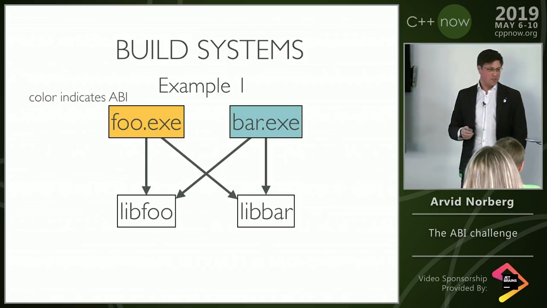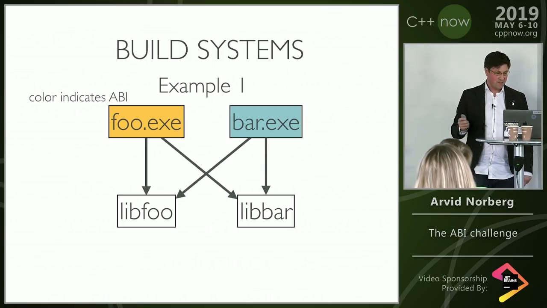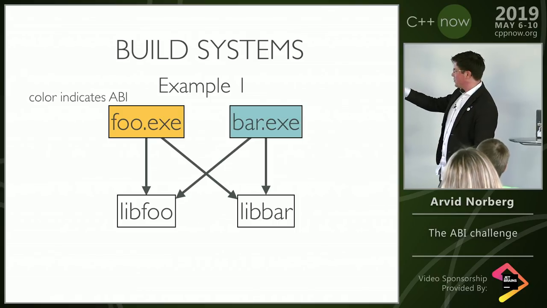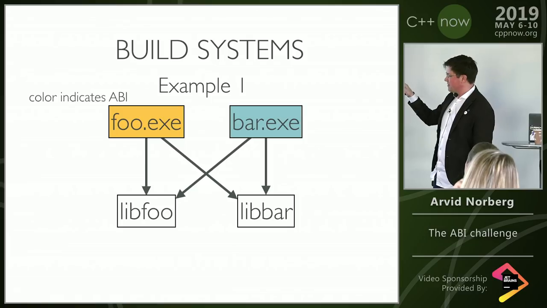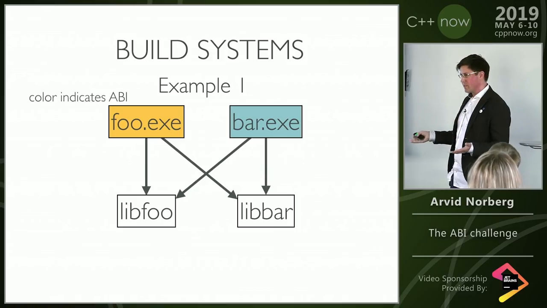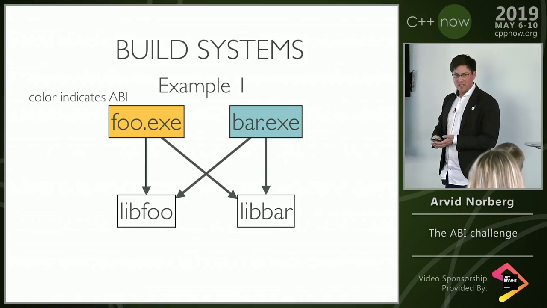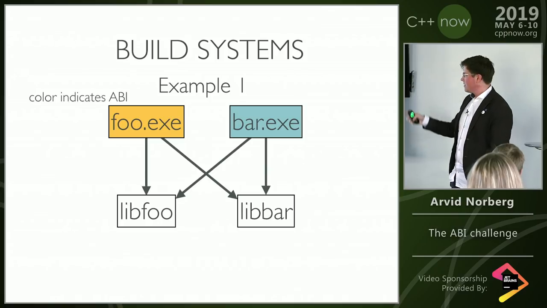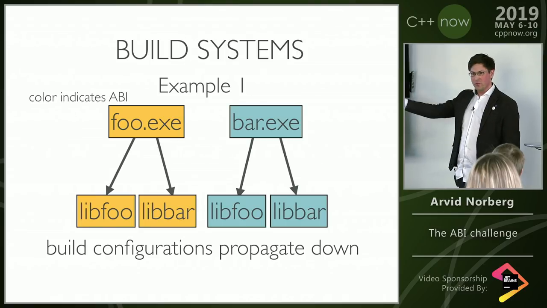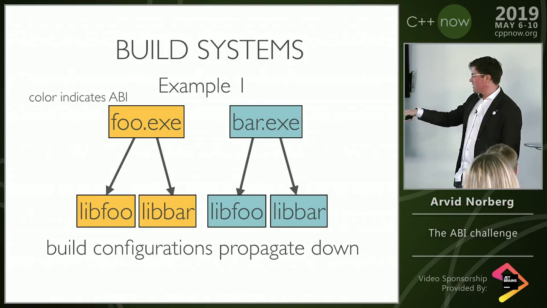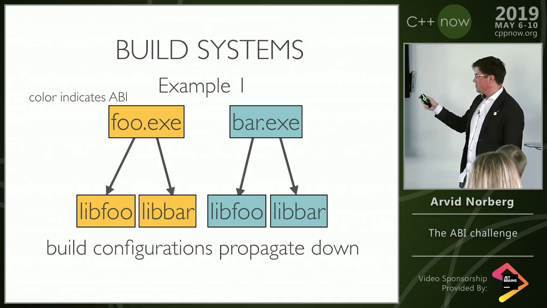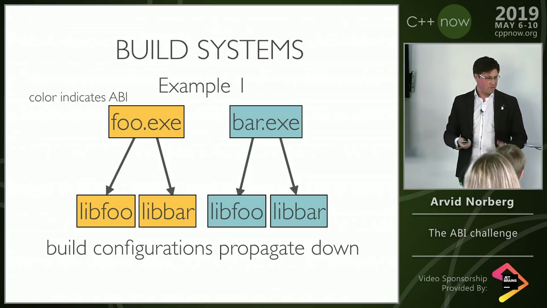So I'm going to go through some examples of properties that I think good build systems need to have. So this is my example. I have two binaries that I want to build, foo.exe and bar.exe. And the color here indicates which ABI I'm building with. So ABI here means any compiler flags, essentially. It's a version of C++, if we're using the C++11 ABI from glibc, anything that alters the ABI. So your build system had better build two versions of libfoo, one yellow and one, is that blue? Cyan, maybe. And two versions of libbar, right? You can't link the wrong colors together.